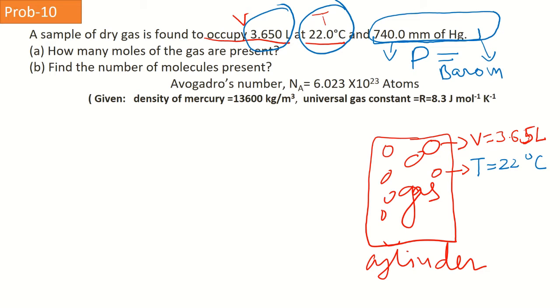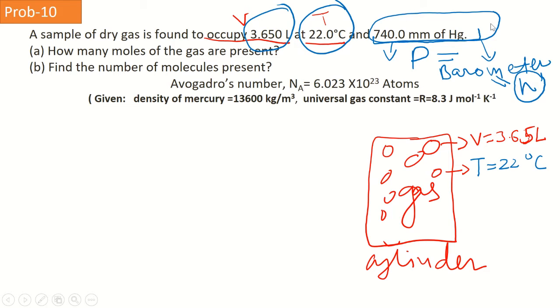But this is not exactly pressure. Basically this is the barometer reading, and barometer reading means this is the value of the h from the barometer. So we use this language here: the pressure is 740 millimeter of mercury.